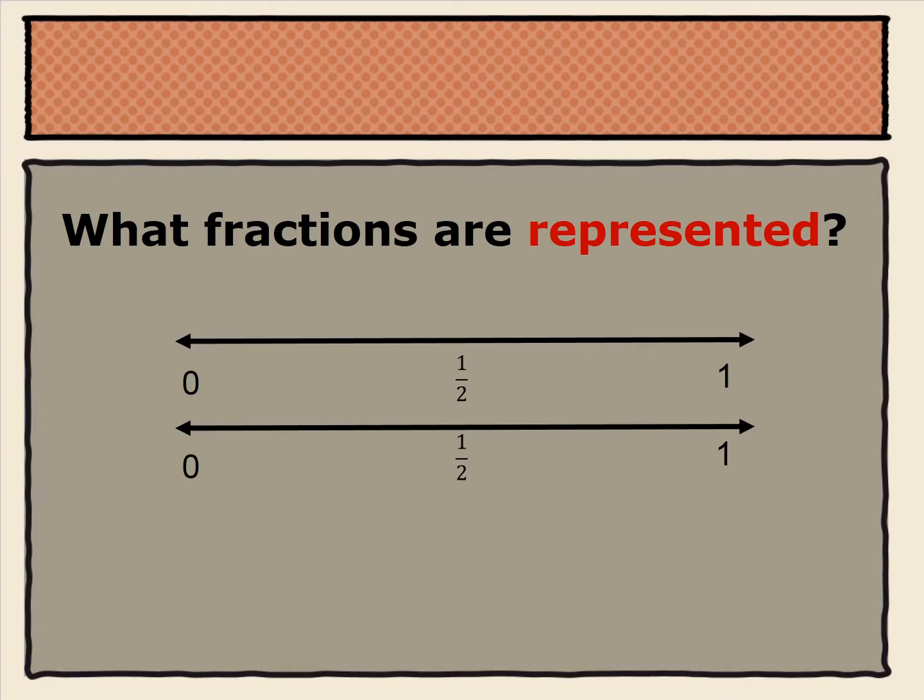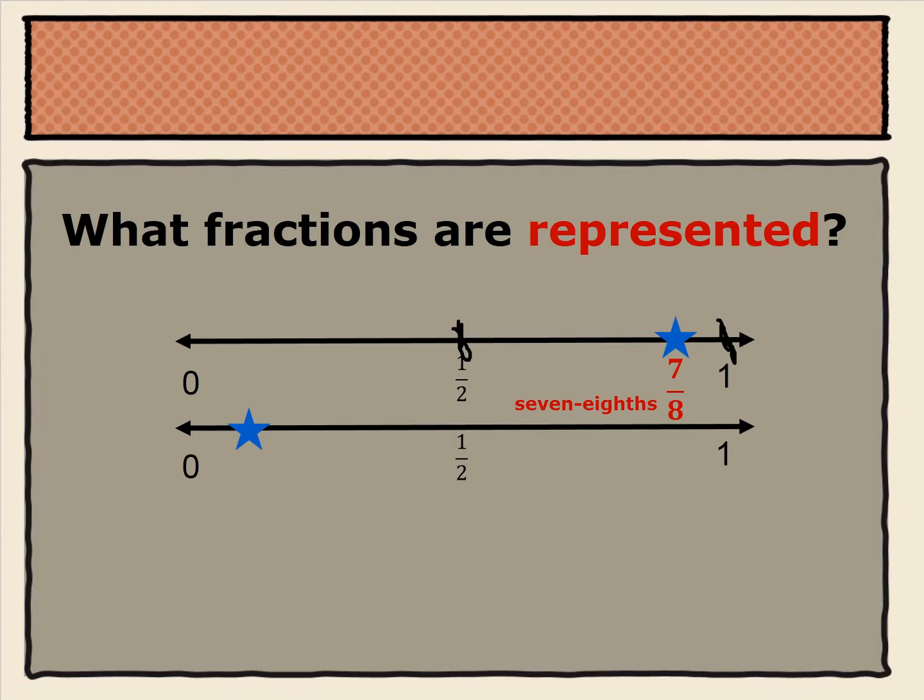Now let's try a number line example. What fractions are represented on the number line shown below? The star is past 1/2 and it's really close to 1. That means the fraction might be 5/6, 4/5, 7/8, 11/12. This fraction is 7/8. Now if we take a look at the second number line, what fraction could be represented?